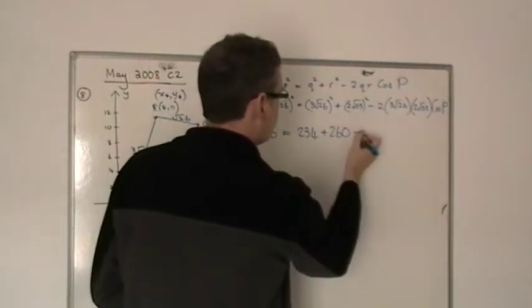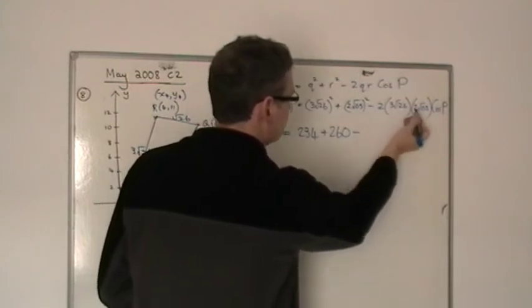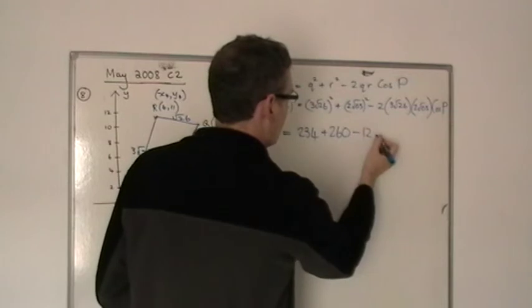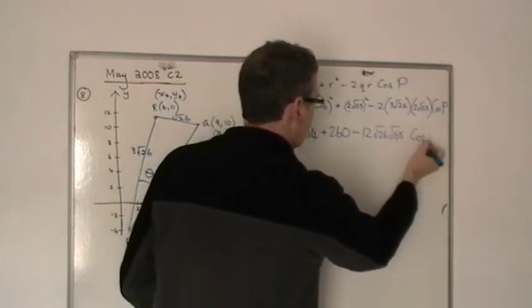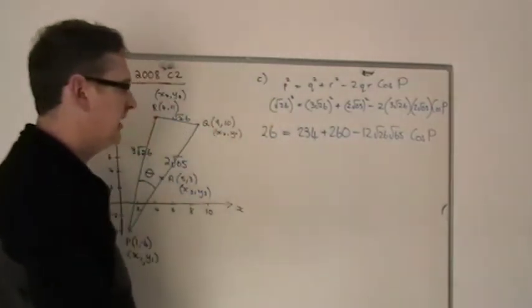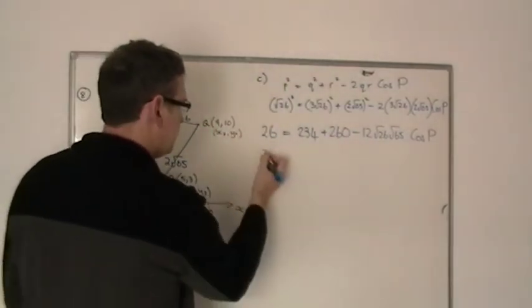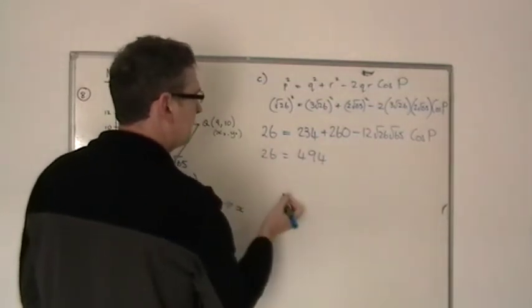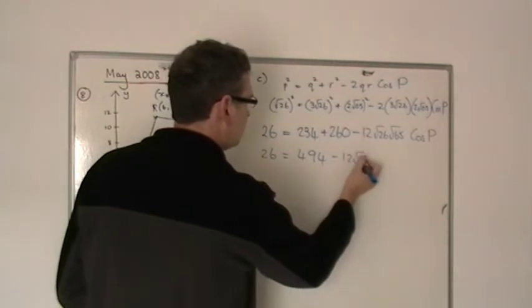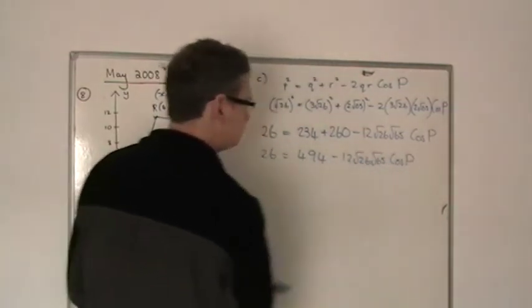And then I've got a minus. Right, 2 times the 3 is 6, times the 2 is 12. I'll leave the root 26, root 65 alone, and I'll leave the cos P alone. So we get to that. Just tidy up these two numbers there. You get 26 equals 494 minus 12 root 26 root 65 cos P.